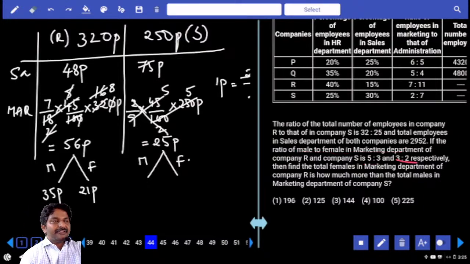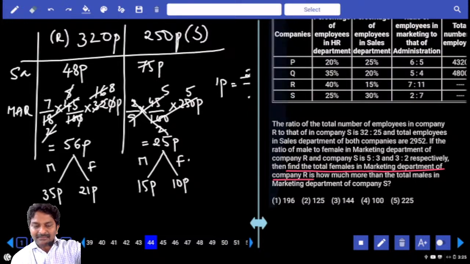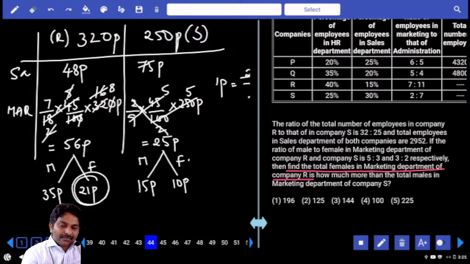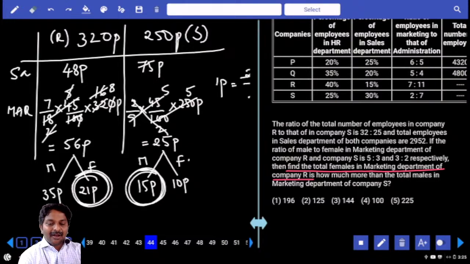Total 5 parts. 5 parts is equal to 25. Each part 5. Male are 15 parts. Female are 10 parts. Now go to the question. Find total female in marketing department of company R. Marketing department female in company R. How many parts? 21 parts. Is how much more than total male in marketing department of company S? Company S marketing department male. How many parts? 15. Difference 6 parts.